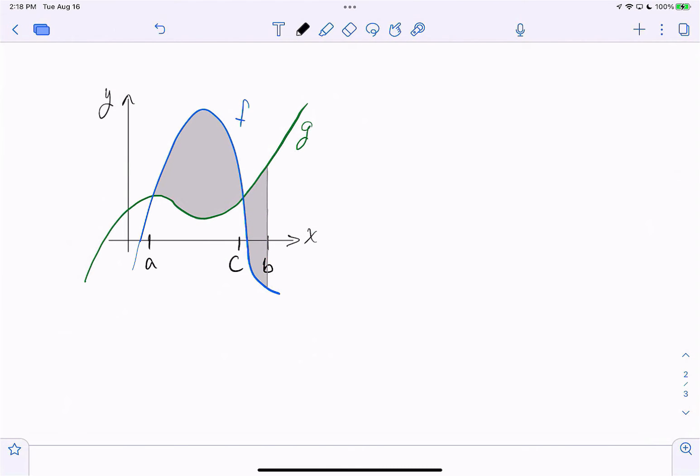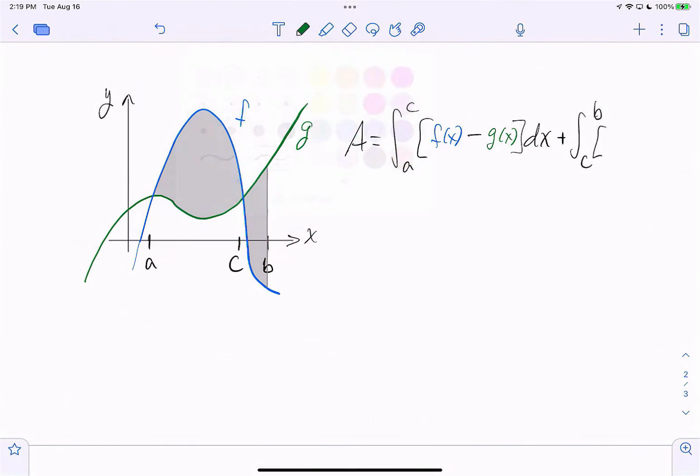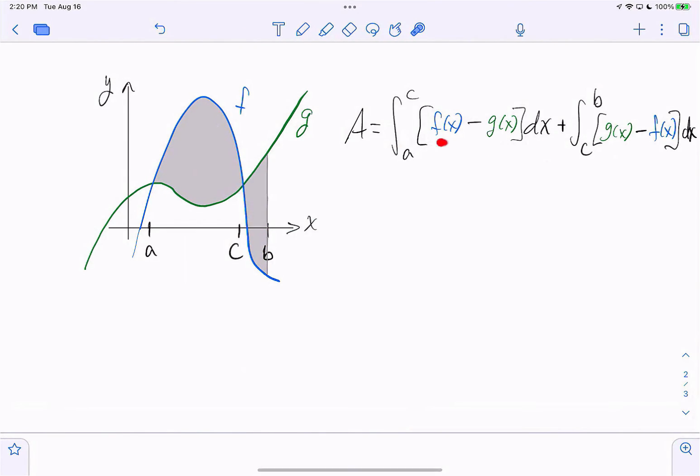And now we've got that the area is going to be equal to the integral from a to c of f of x minus g of x, because on that interval, f is the bigger of the two functions. But on the interval from c to b, g is the larger of the two functions. So our integrand is going to be g of x minus f of x dx. We set these up so it's always big minus small, therefore forcing our integrands to be positive.